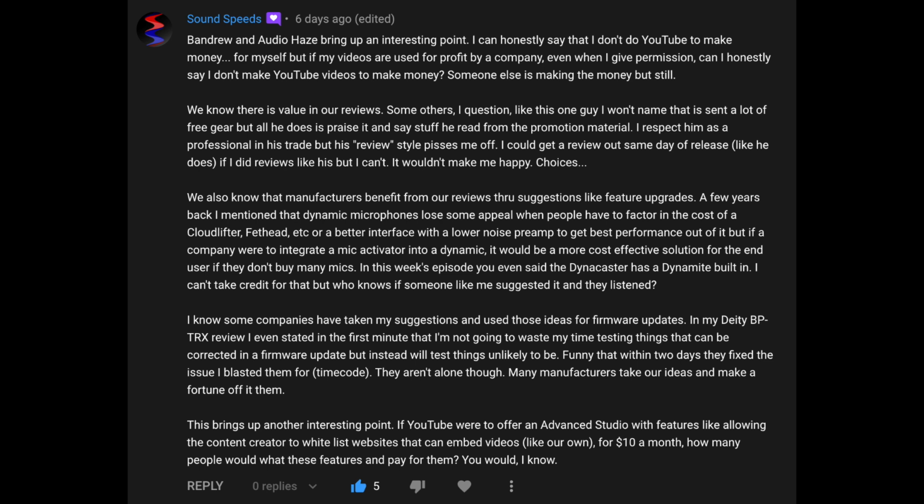Choices. We also know that manufacturers benefit from our reviews through suggestions like feature upgrades. A few years back, I mentioned that dynamic microphones lose some appeal when people have to factor in the cost of a cloud lifter, fethead, etc., or a better interface with a lower noise preamp to get the best performance out of it. But if a company were to integrate a mic activator into a dynamic, it would be a more cost-effective solution for the end user if they don't buy many mics.